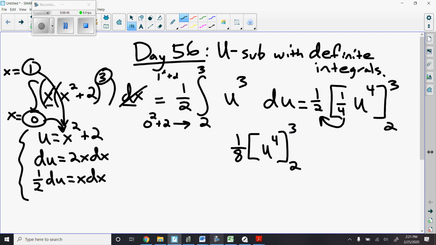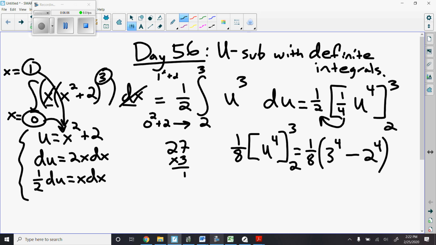Now all I have to do is plug in the top number, 3 to the 4th, and subtract the bottom number plugged in, 2 to the 4th. Now you just have to figure out what 3 to the 4th is. I know 3 cubed is 27. 27 times 3 is 81. So I get 1/8 of 81 minus 2 cubed, which is 8, times another 2 is 16.